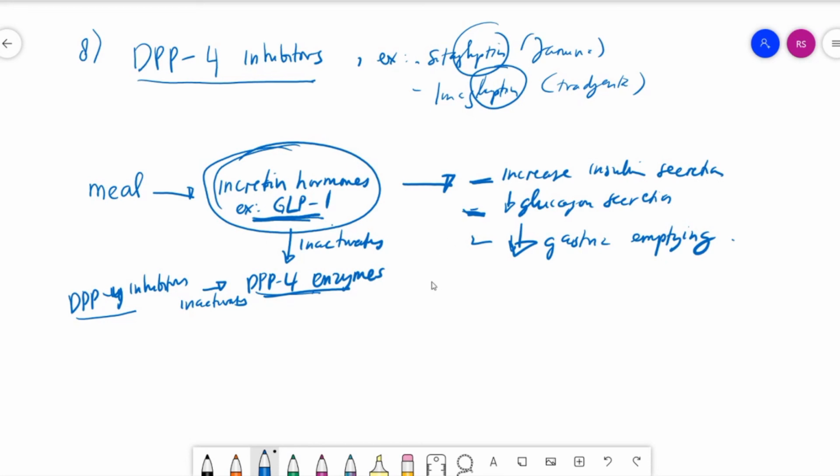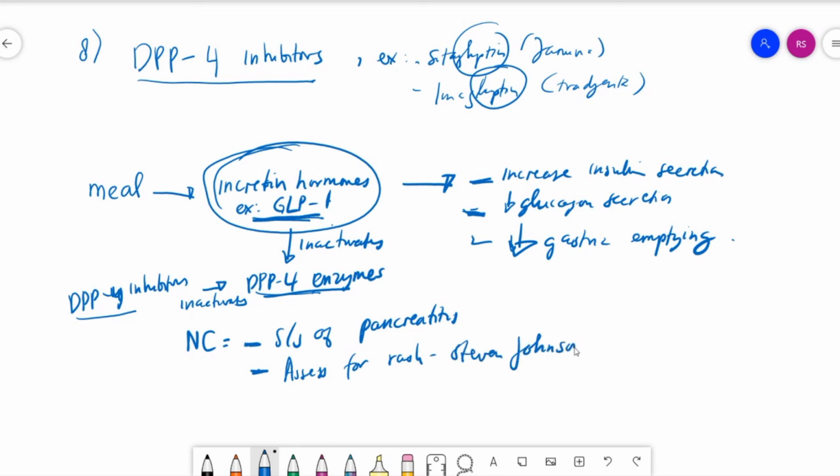The nursing considerations for this one are almost the same as the previous one. Monitor for signs and symptoms of pancreatitis, because as you have more GLP-1, there's going to be more stimulation of the GLP-1 receptors on the pancreas. So monitor for signs of pancreatitis, such as persistent or severe abdominal pain radiating to the back, nausea, vomiting, symptoms like that.